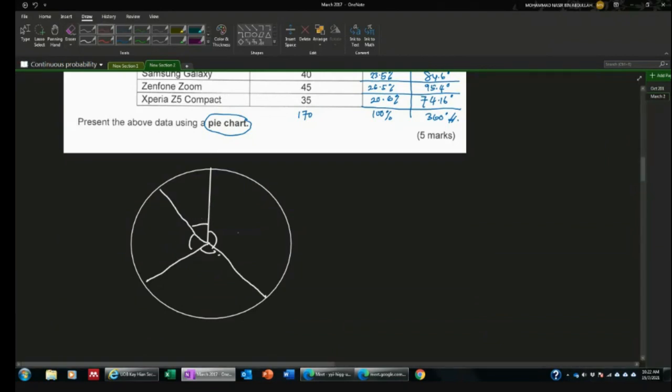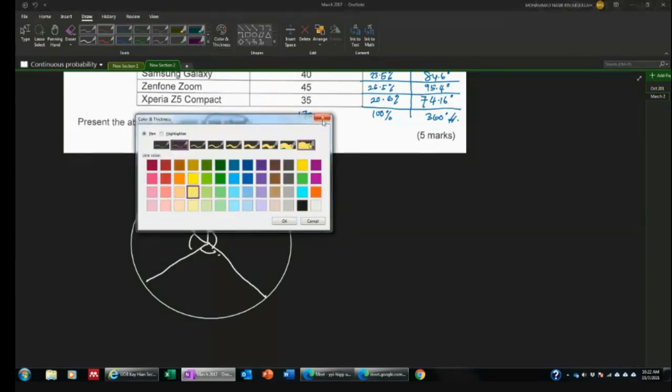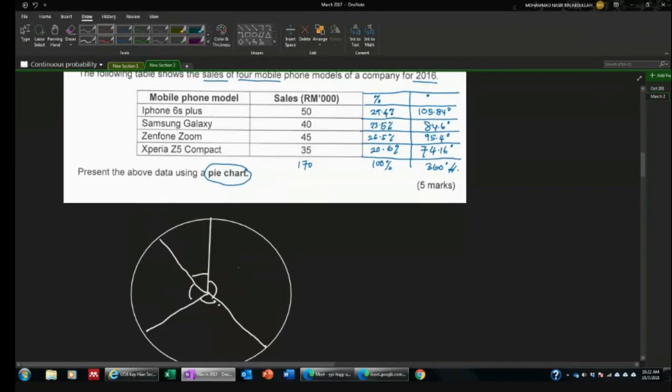What we need to do is to write down your percentage value. So the first one is 29.4%, and this is going to be 23.5%, 26.5%, and then this is 20.6%, right? And then you letak legend dekat sini, right? Letak satu legend. So first starting with iPhone, and then Samsung, and then we have Zen phone, and then Xperia.